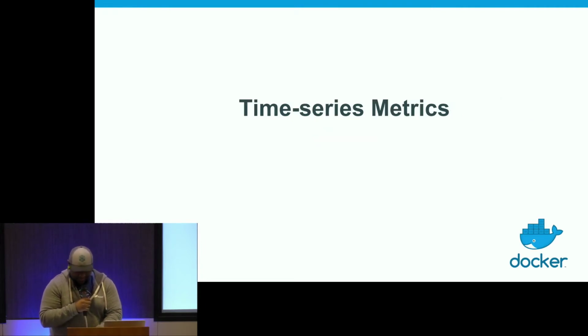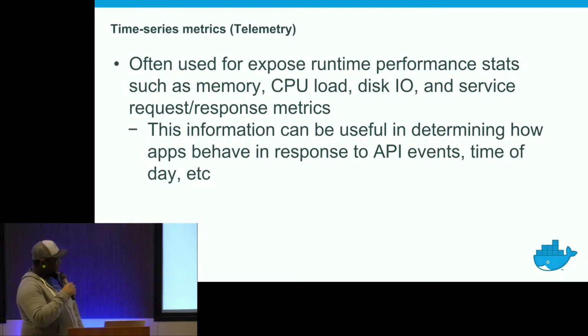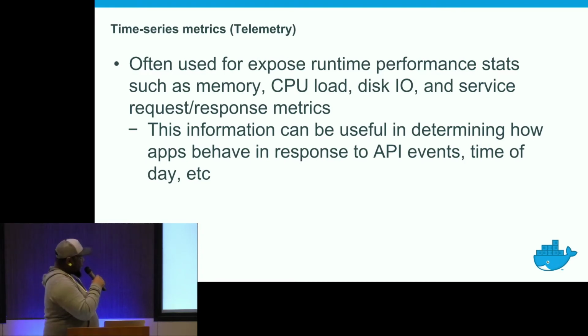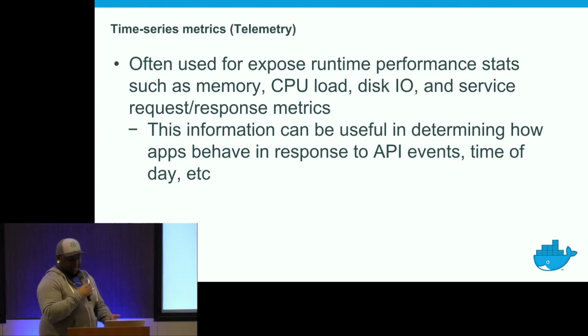So time series metrics. This is often what we refer to as telemetry. If you use Prometheus, that's basically what this is. And so you expose different types of numerical metrics. Some of them change over time. Some of them are sums. It kind of depends on the information that you're capturing. And from a security perspective, this information can be useful in determining how apps behave in response to API events, time of day, et cetera, and leak a lot of operational data.